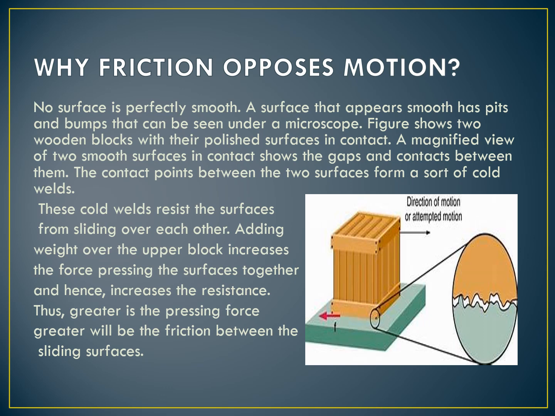Furthermore, if we put some weight over the upper block, then it will increase the pressing force, so it will make the cold welds stronger and it will increase the resistance between the two surfaces. So, the greater the pressing force, the greater will be the friction between the sliding surfaces.